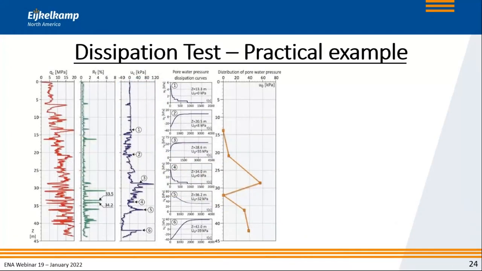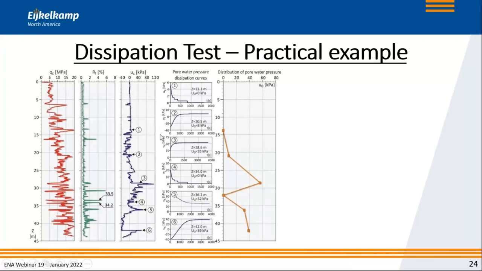And what you see here on the left-hand side are the squiggly lines again: the tip resistance, the friction ratio, and then you have your dynamic pore water pressure. But what have we done now? We have done dissipation tests, at six different levels, indicated here by 1 to 6. And in all cases we are not waiting for the T50. We're not stopping halfway through. We are basically going all the way till the end, so that your pressure completely dissipates away.